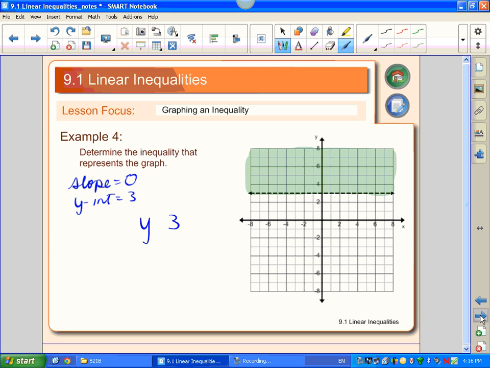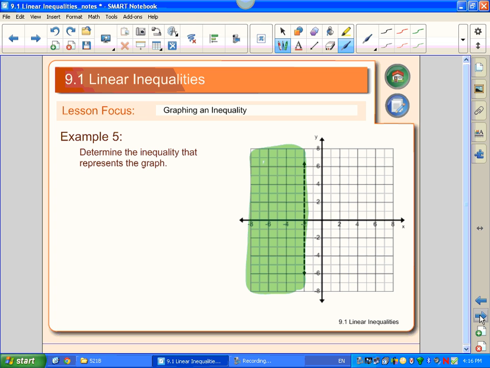We have shaded above the line. Another way to look at it, here's my y-intercept of 3. Here's a point in the shaded region on the y-axis, and it's larger. So it is y greater than 3, not greater than or equal to, because it is a dotted line. So that would be the inequality statement to represent this graph.